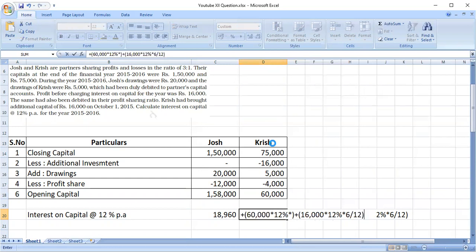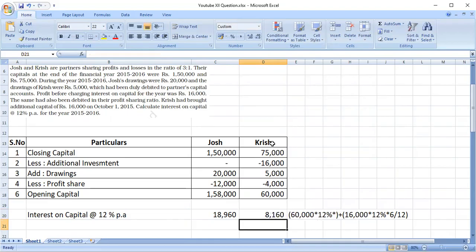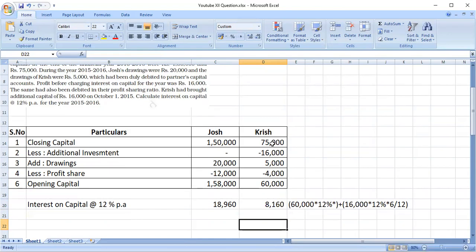I'm not elaborating on this because we solve a lot of questions with additional capital investment. So you probably are well versed with this already. 60,000. All right, so that would be 8,160 rupees. It's as simple as that.